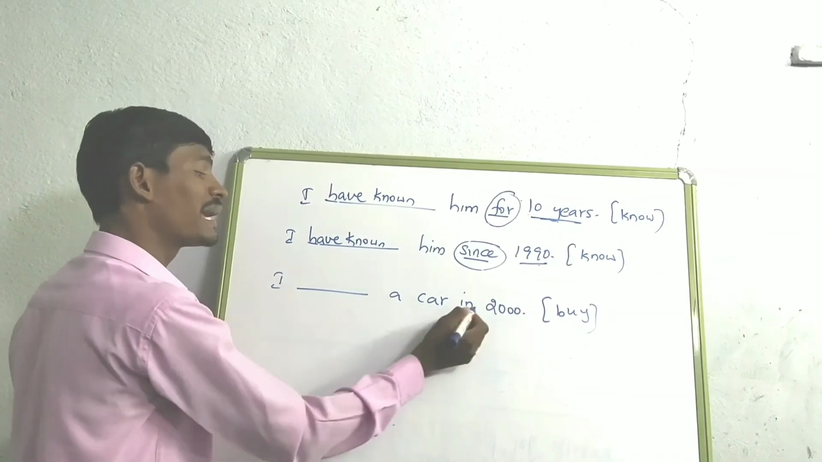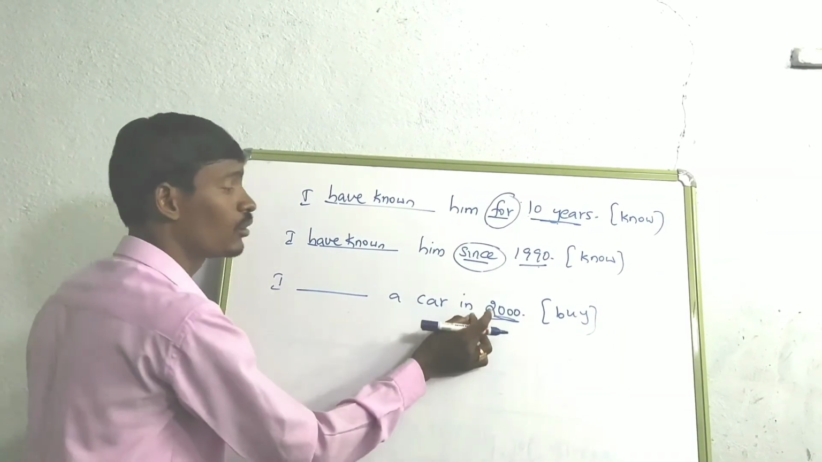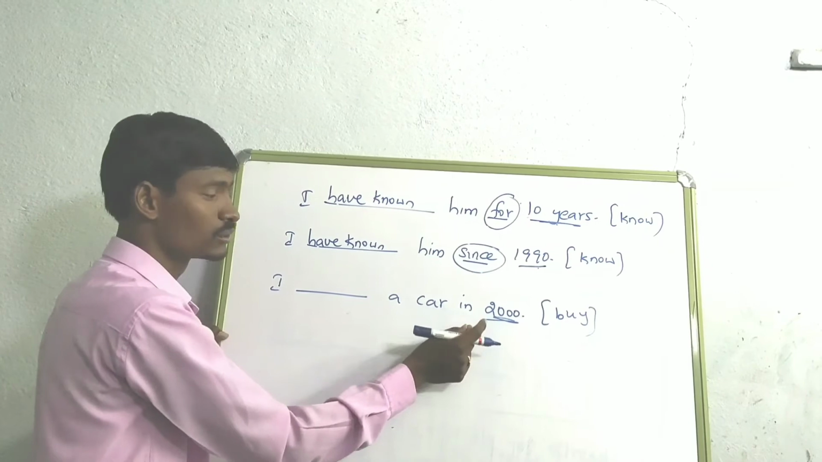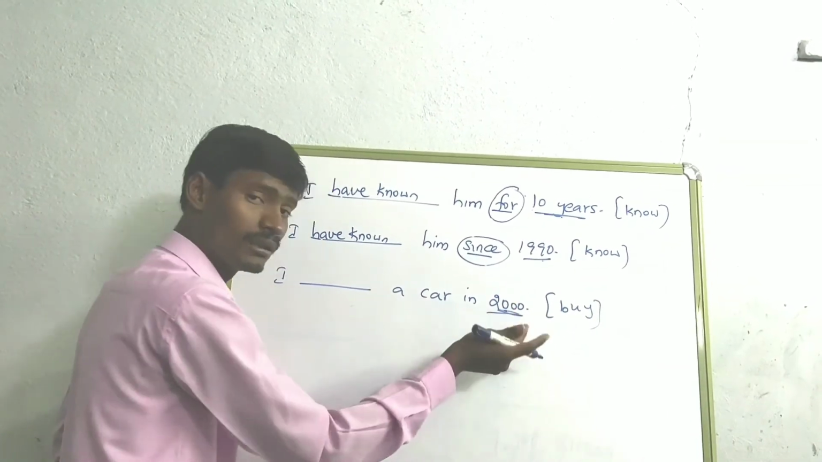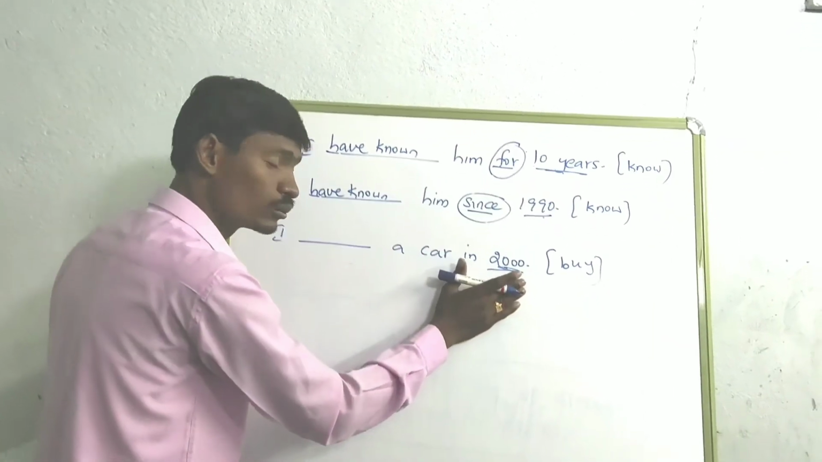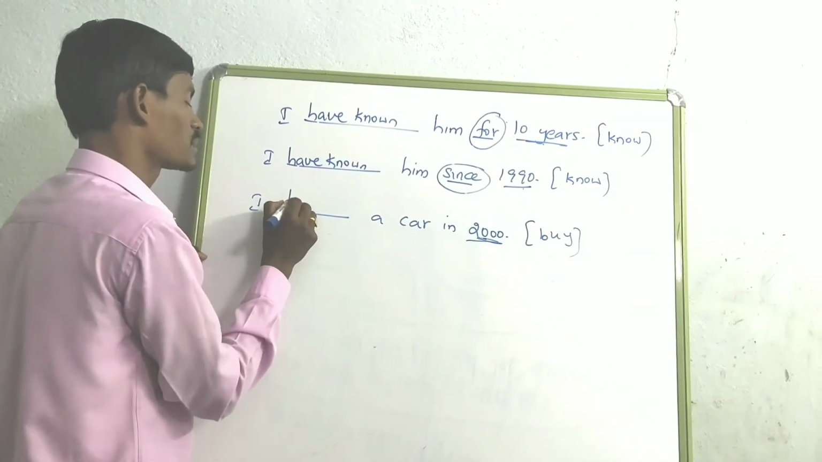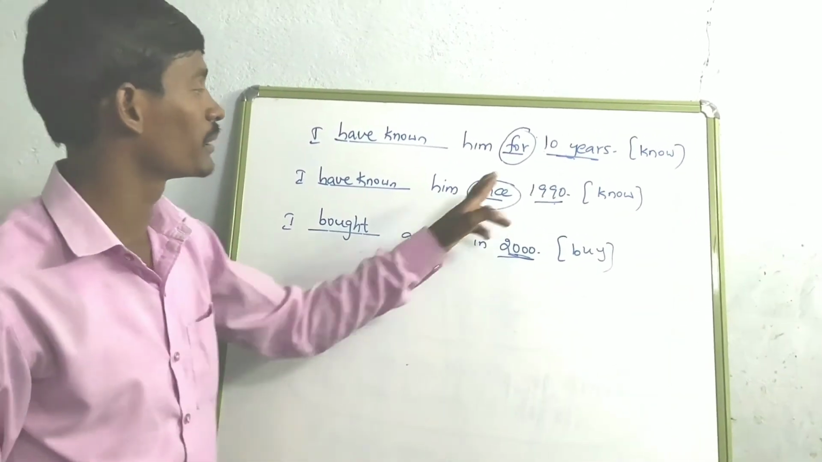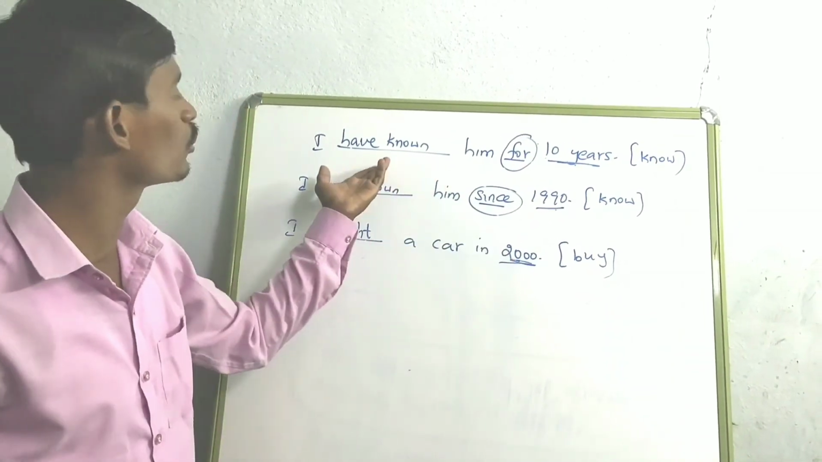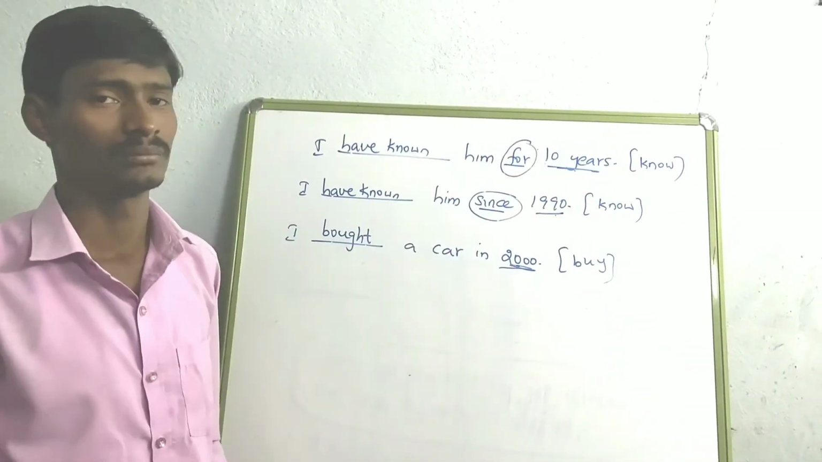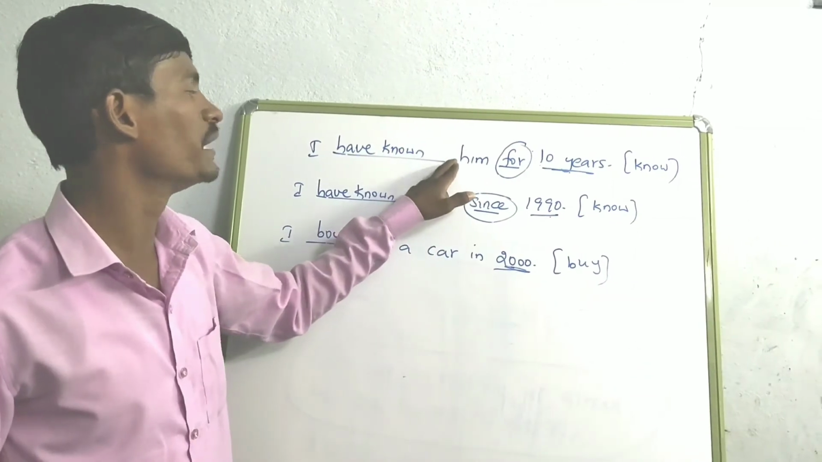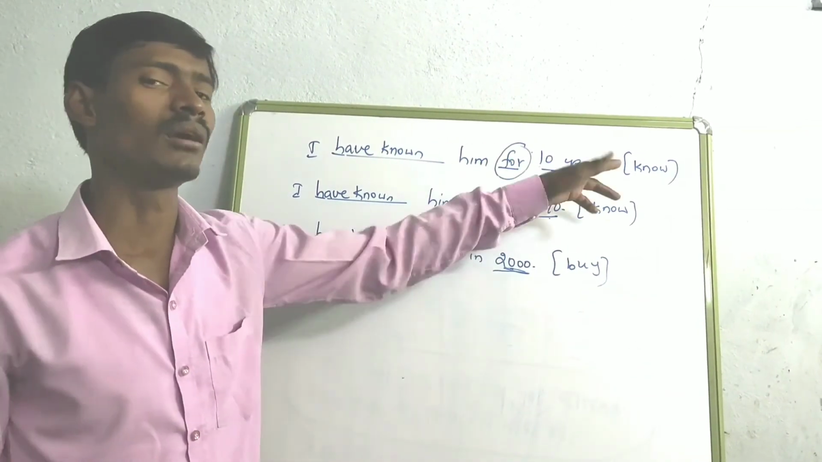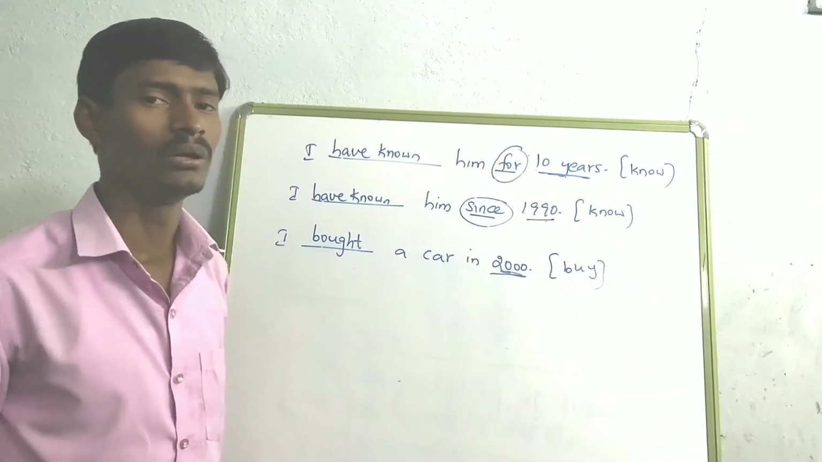See here, I bought a car in 2000. Already here, for or since is not given. So already it is 2000. Work is already over in 2000. Then you go for simple past. I bought a car. Important thing you have to remember is for and since. You can even go for present perfect continuous also. I have been knowing. Actually for know we need not use the ing form, but generally we can go.